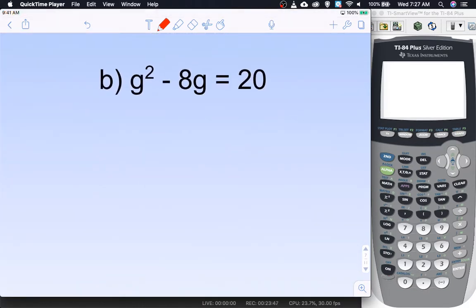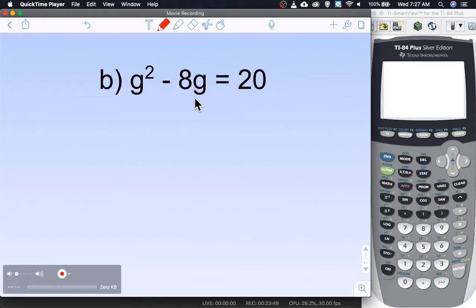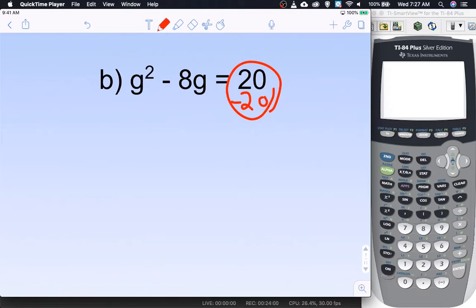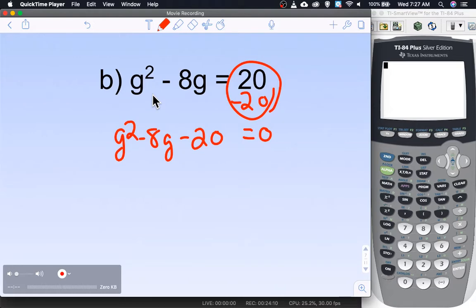Letter B. Letter B is a little different of a start, because this is not set equal to 0. So I'm going to have to move this piece over here to get us started. I'm going to subtract 20 to make a 0. So 0 equals g squared minus 8g minus 20. Now we can start factoring.